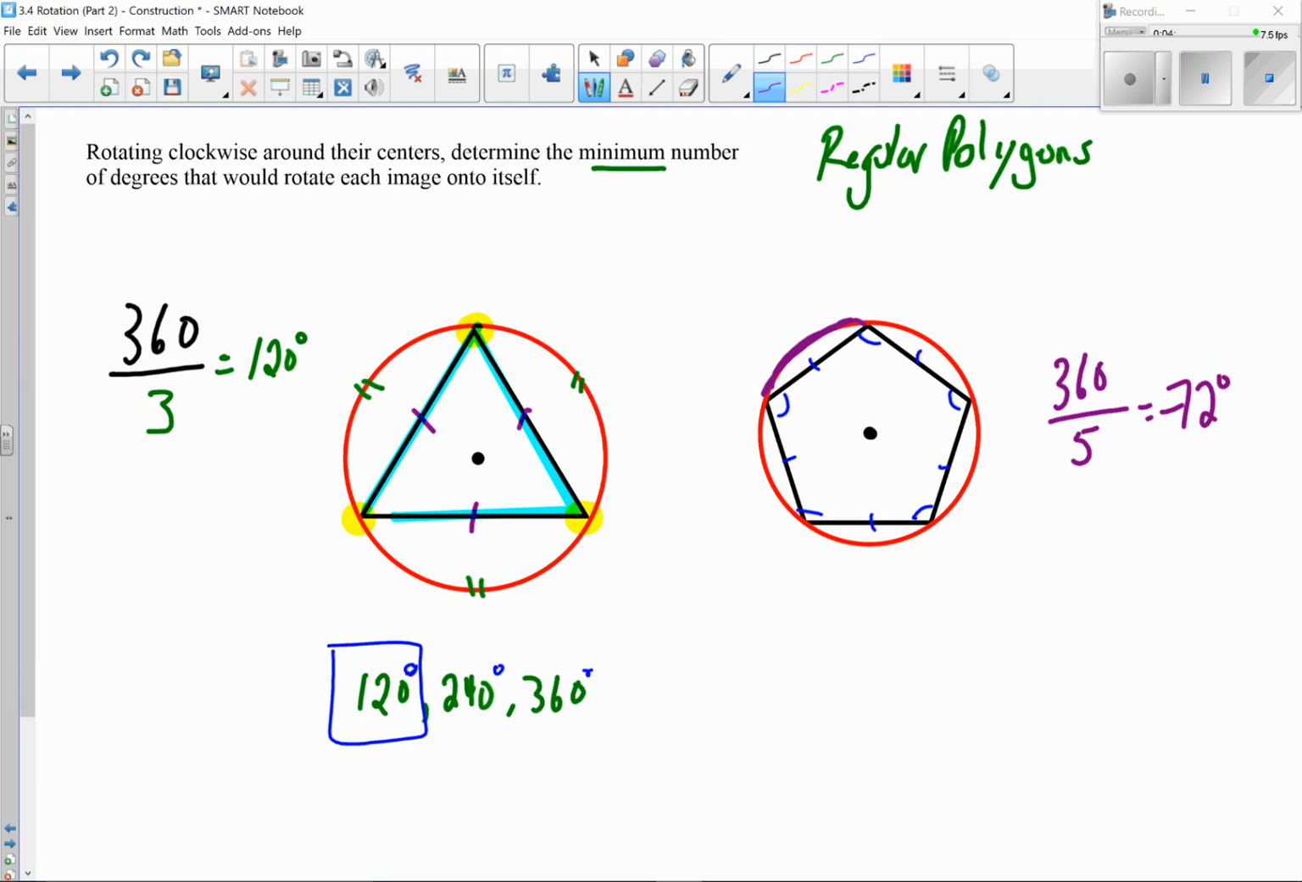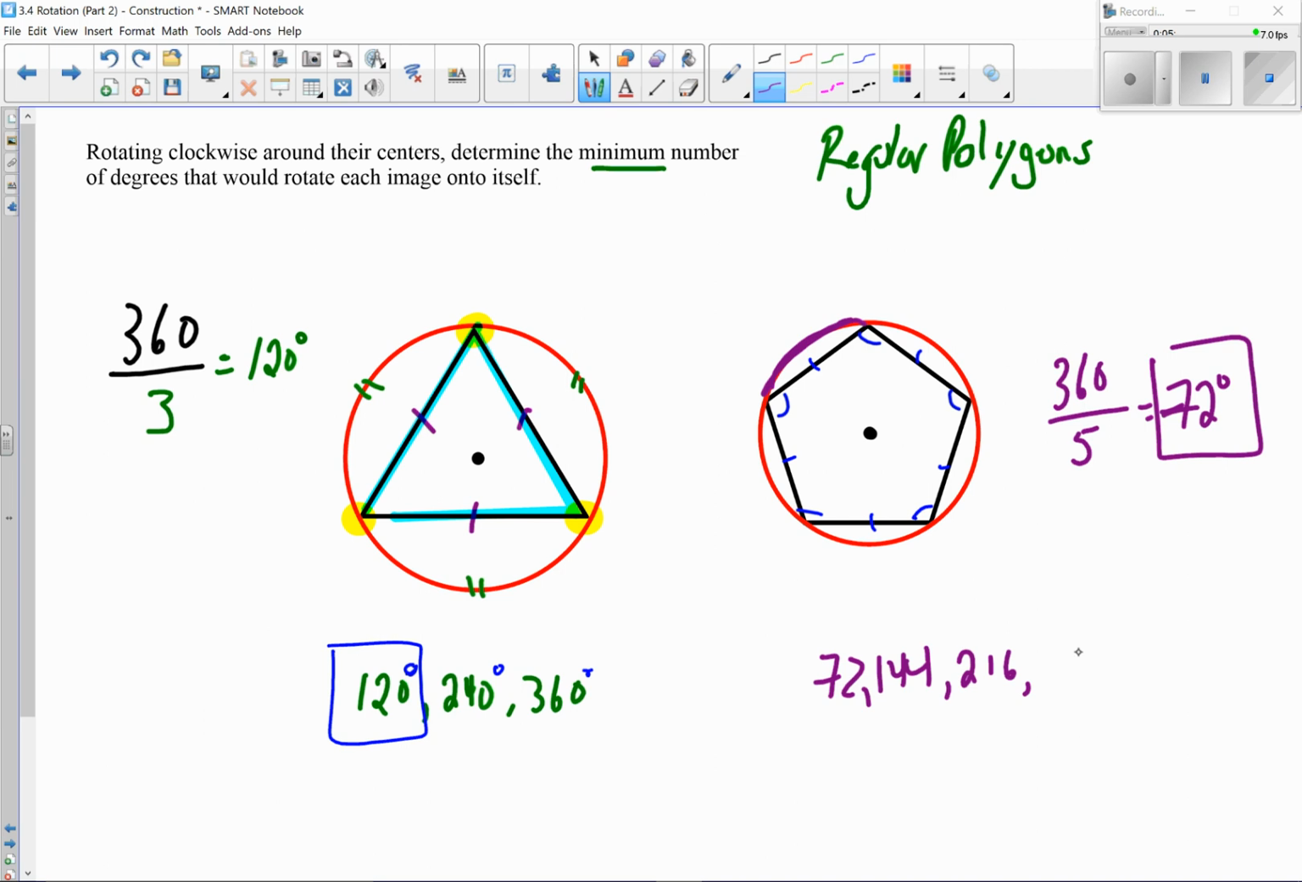Now again, the question just asked for a minimum number, so 72 is your answer, right? But if it wanted more of them, I'd have the list of all of them. That'd be 72, 144, I get 216. Right, that would be 3 times.